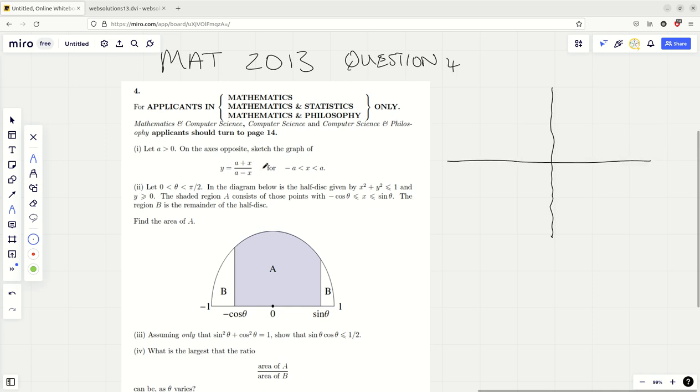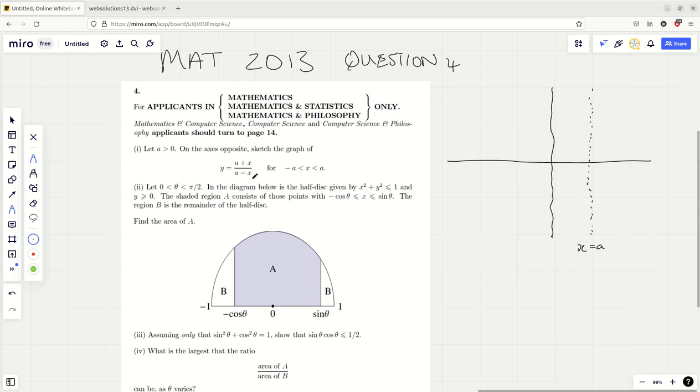Firstly, any division by zero, you're always going to get a vertical asymptote. Any division by zero always gives you a vertical asymptote. And so we're going to have a vertical asymptote at x equals a, because that's where we'd be dividing by zero. Secondly, behavior at infinity.